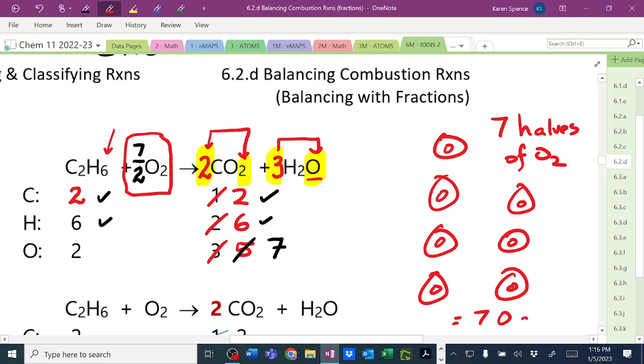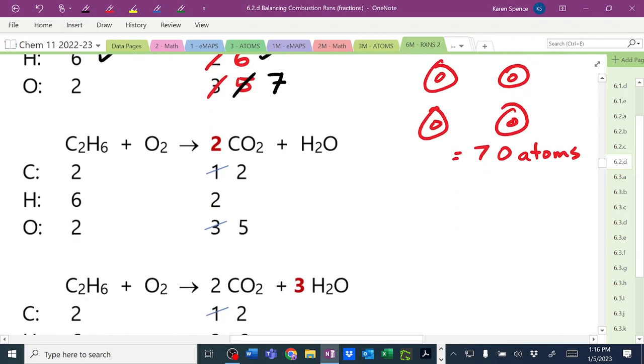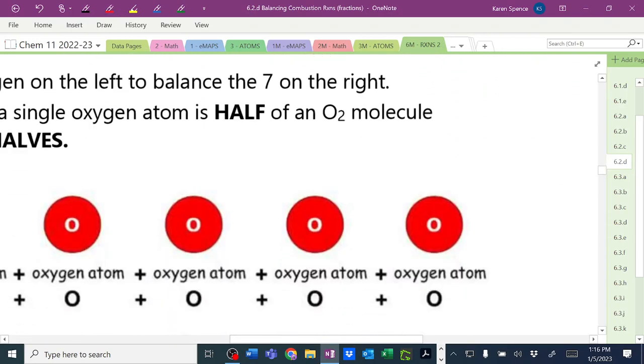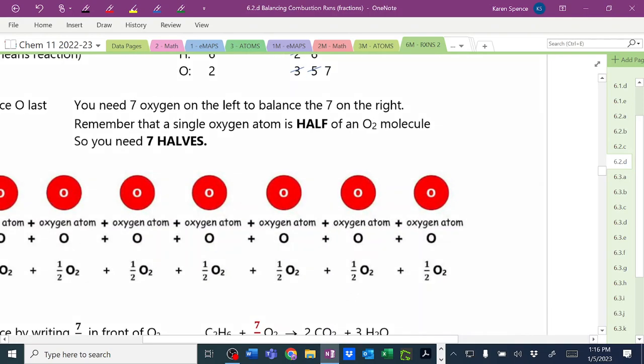That gives me 7 O atoms. Okay? And once I've got that, I'm good to go. I just need to then multiply the whole thing by 2 so that I don't have a fraction anymore. Okay, so we actually do that down here. Oh, look, I drew them out. How lovely.